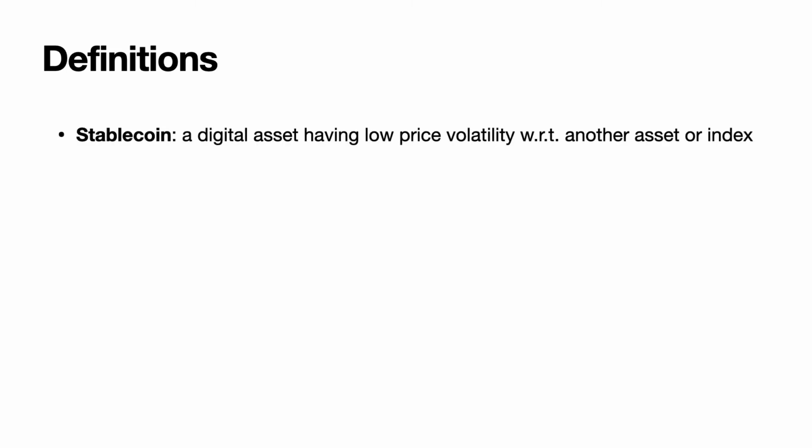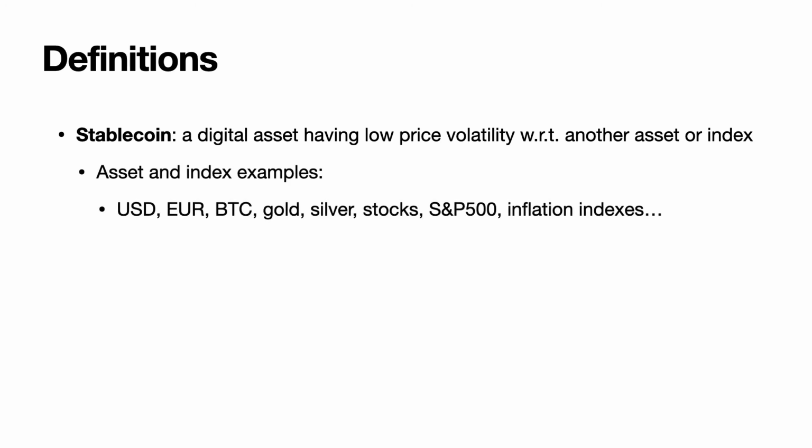Let's start with some definitions to explain the title of this talk. So first, by stablecoin, we mean a digital asset having low price volatility with respect to another asset or index. Some examples of assets and indexes are the USD, Euro, even Bitcoin, gold, silver, stocks, indexes like the S&P 500, inflation indexes.